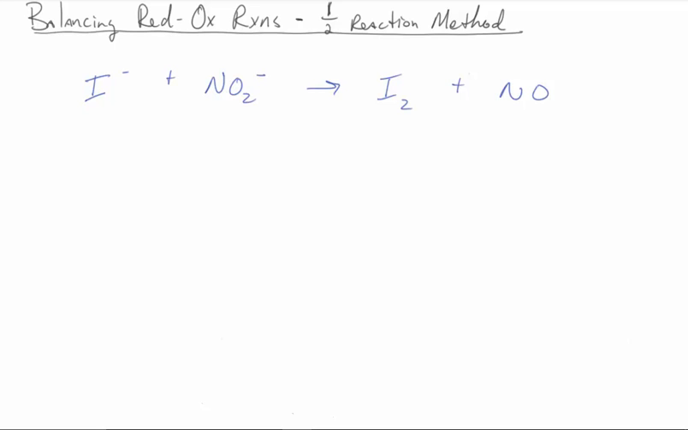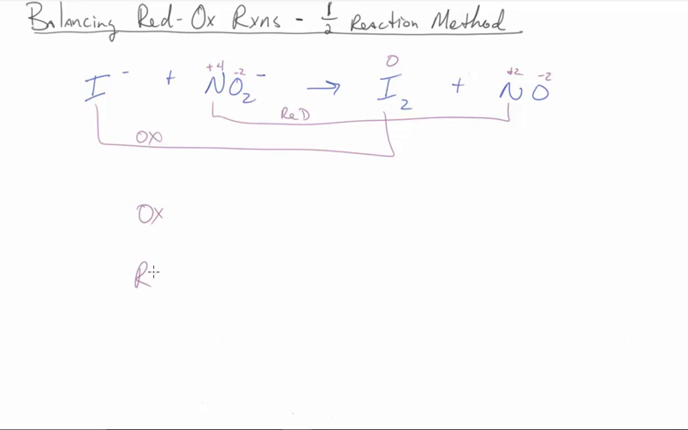So here we go. Let's assign some oxidation numbers. That one's a -1. This one's a +4 for that nitrogen. Oxygen's -2. My iodine here is 0. This nitrogen's +2, and oxygen is -2. So again, identifying nitrogen here and iodine there. So my iodine's becoming more positive. It's oxidized. It's losing electrons. And nitrogen, its charge is decreasing, so it's being reduced.